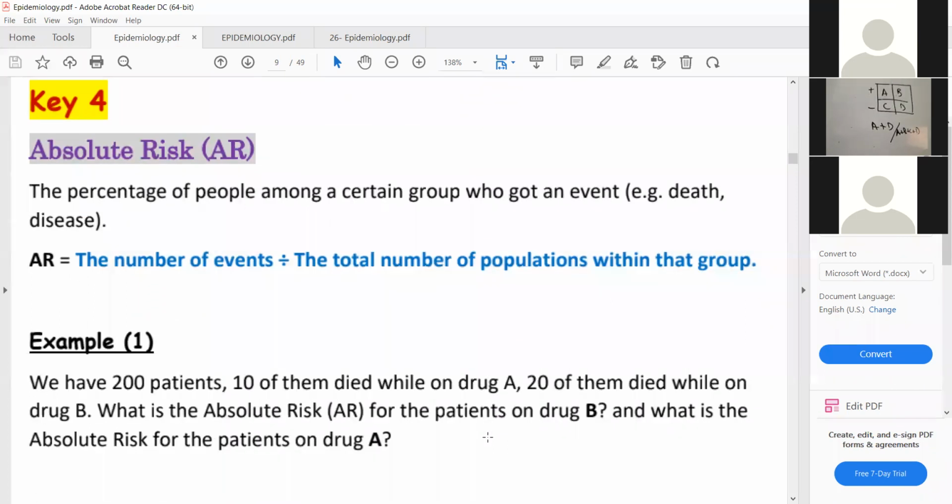Now, absolute risk. Another example to calculate absolute risk. Absolute risk is the number of events in a given population. And the formula for absolute risk is the number of events divided by the total number of people within that group, or total number of population within that group. For example, we have 200 patients, 100 of them died while on drug A, 20 of them died while on drug B. What is the absolute risk for the patient on drug B, and what is the absolute risk of the patient on drug A?